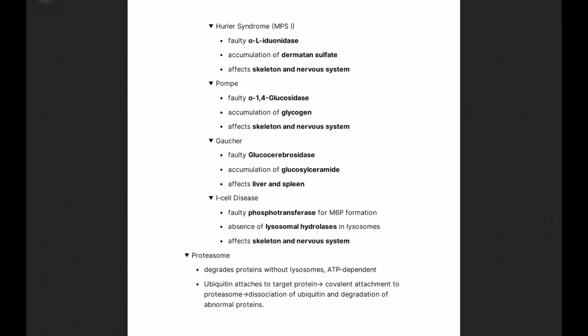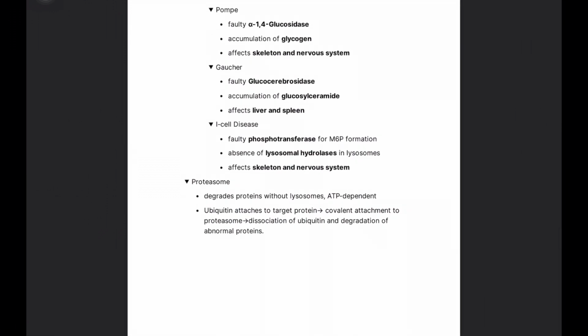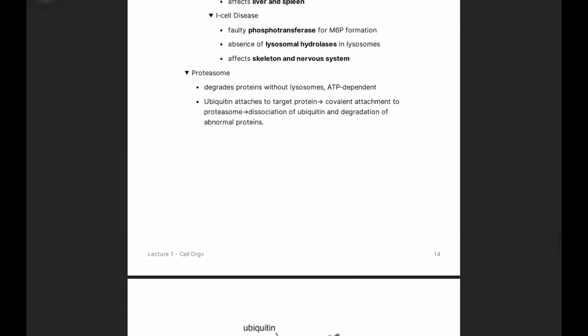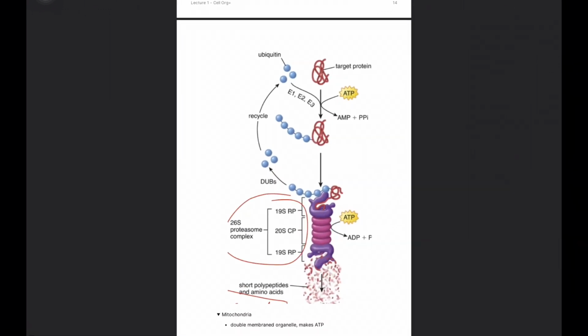So for these other diseases, it'll be nice if you could remember phosphotransferase and M6P formation, but just kind of remember the enzymes that are being affected and what it's going to affect, right? The system that's going to be affected.